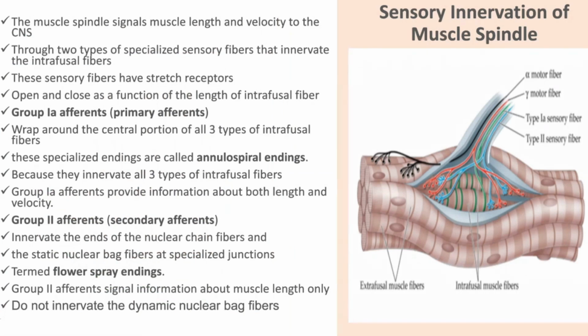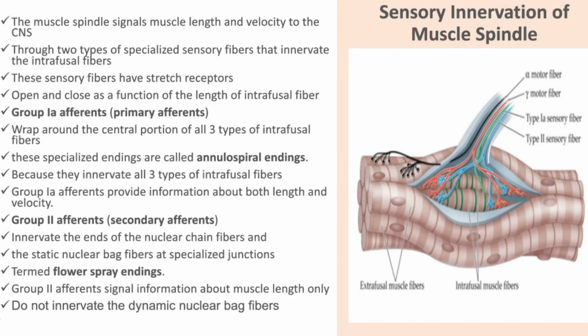Sensory innervation of muscle spindles. So how exactly do the muscle spindles work? The muscle spindle signals muscle length and velocity to the CNS through two types of specialized sensory fibers that will innervate the intrafusal fibers. These sensory fibers have stretch receptors that will open and close as a function of the length of the intrafusal fiber.